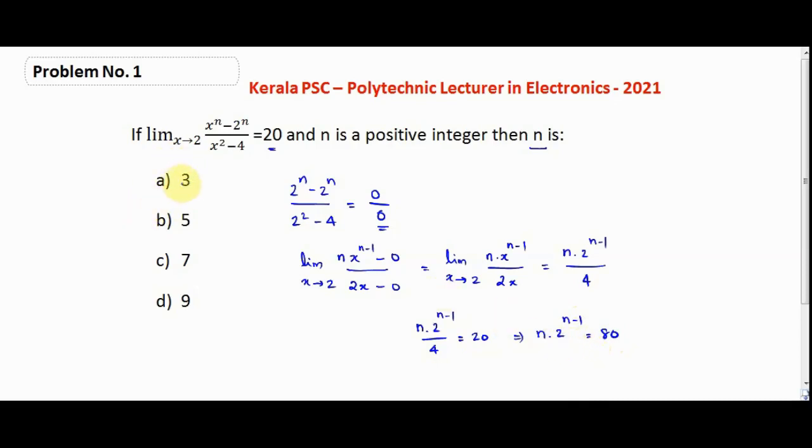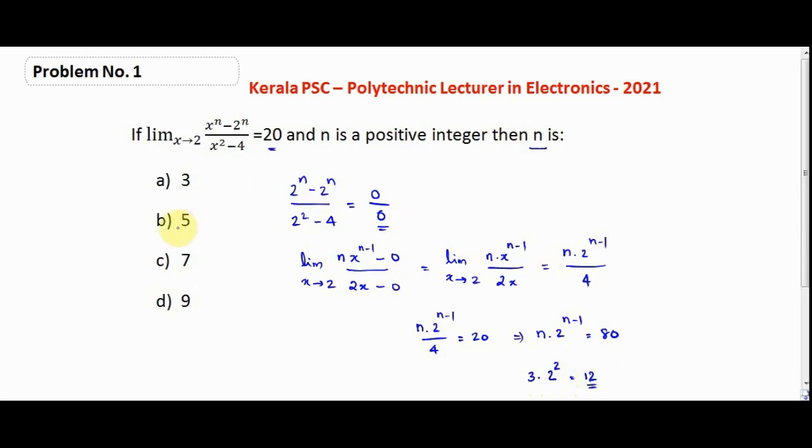The first option says n value equal to 3. So when you substitute n equal to 3 here, what you get is 3 into 2^(3 minus 1), that is 2. So we get 3 into 2 squared here. So that is equal to 3 into 4. What is that value? It is 12.